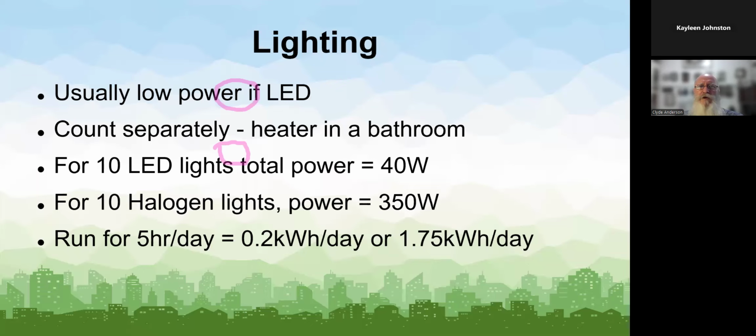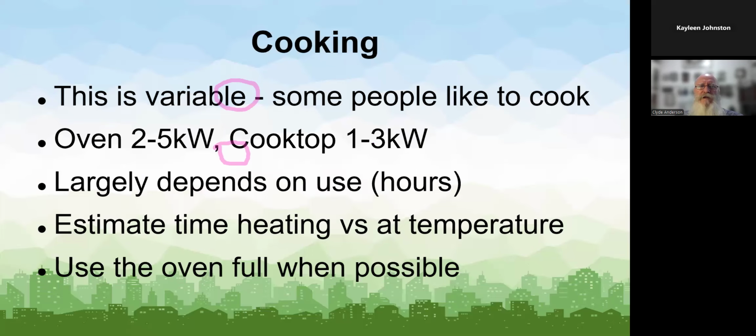Next one is cooking. This one's quite variable. Some people like to cook and they cook all the time, and they cook for their friends and they cook for all sorts of events. So they're cooking a lot. An oven would use typically 2 to 5 kilowatts of power, and a cooktop uses between 1 and 3 kilowatts. Obviously, you've got multiple elements. You're not going to be at 3 kilowatts all the time, and different elements have different power, so it depends on which ones you use.